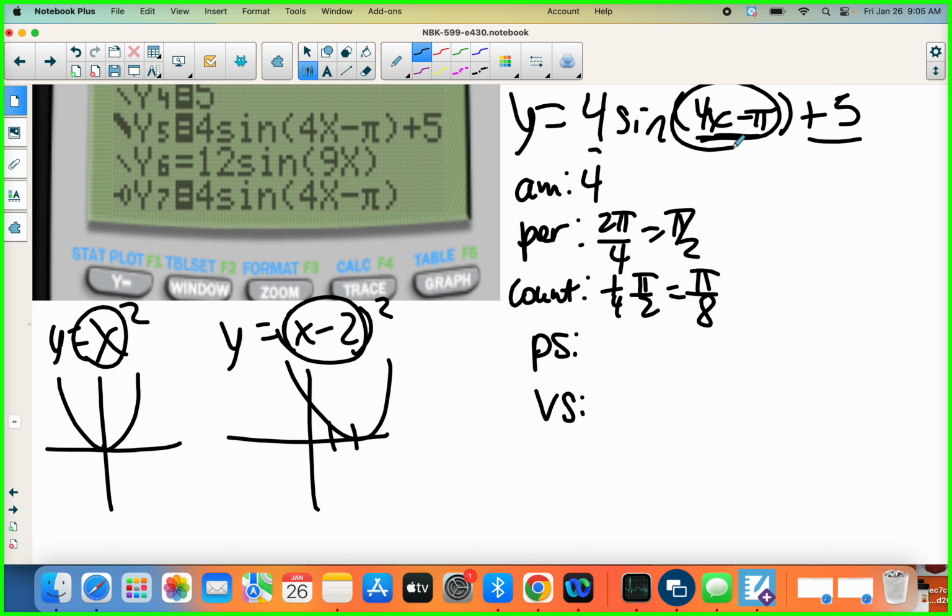So I want to see what makes that 0, because up until now, class, that hasn't been there. And it's always been just 0 makes that 0. 4 times 0. Now, so you'll set this equal to 0. And then you'll solve for x. That'll give me 4x equals pi. And so x is pi over 4. So it's going to shift to the right, pi over 4. It'll tell you where to go. And then it'll go up 5.